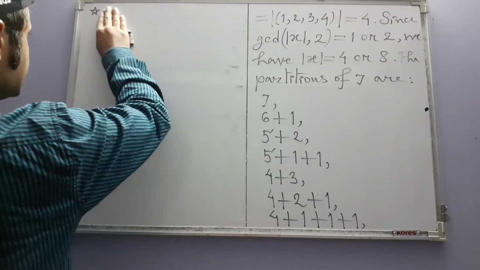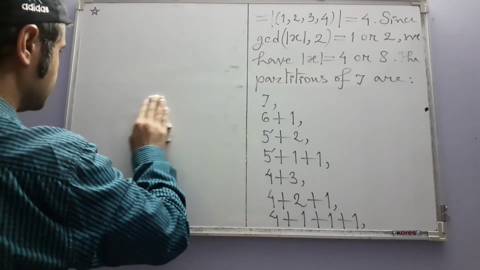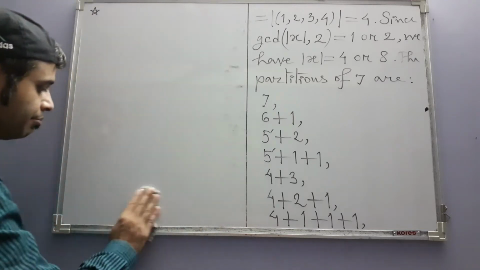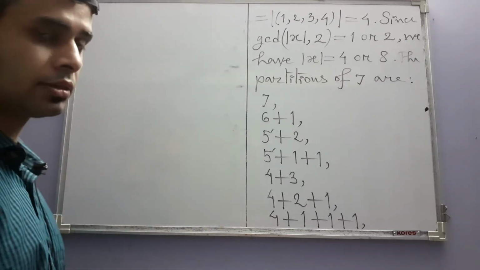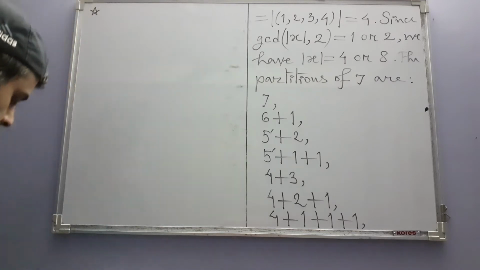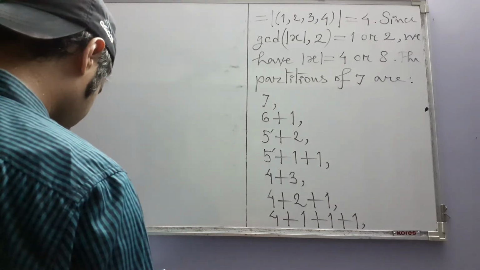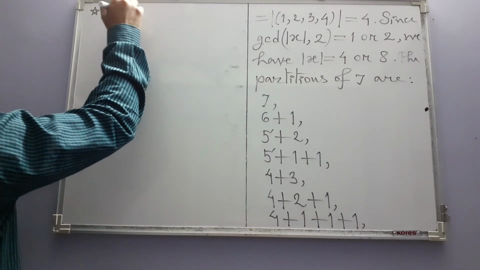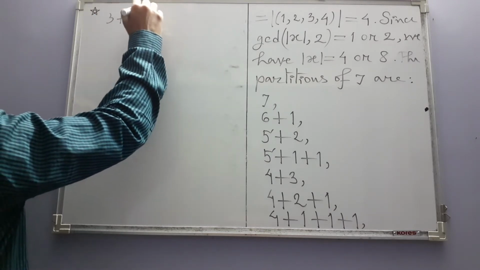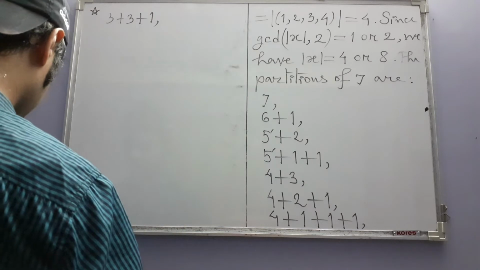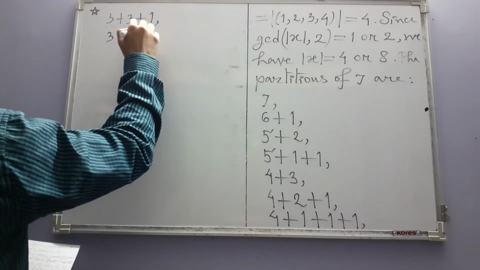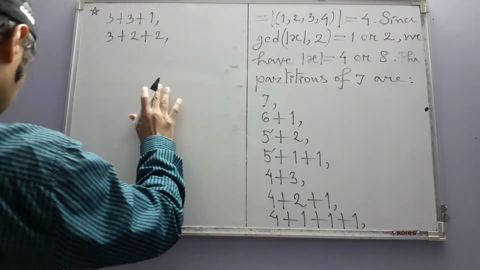Partitions of integers is an extremely vast subject, and there we have many things found by Ramanujan. Then 3 plus 1, and 3 plus 2 plus 2.